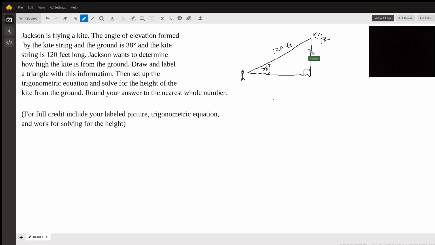And what do they want to know? They want to know the height of the kite. Okay. So for this, we have to know SOHCAHTOA. So I'm going to put that in red. When I want you to memorize something, I'll put it in red. So, SOHCAHTOA.